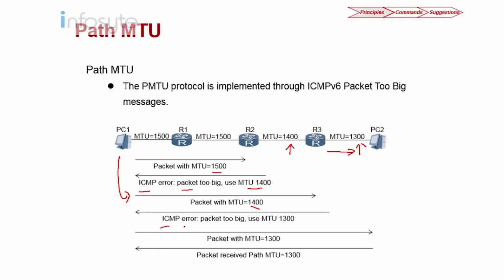Again, you have an ICMP error packet type 2. And now PC1 will try again using a new value of 1003. Now subsequently the path MTU is known. Now this is one of the features of IPv6 path MTU.